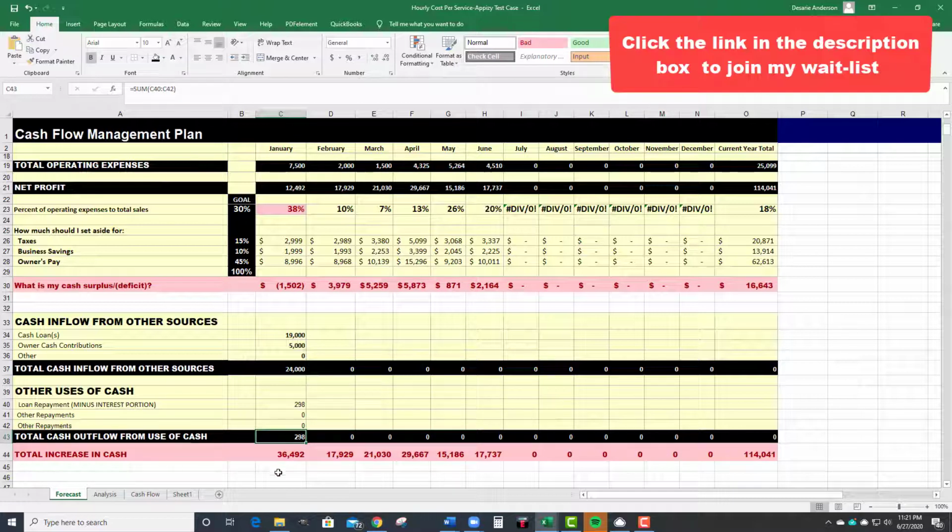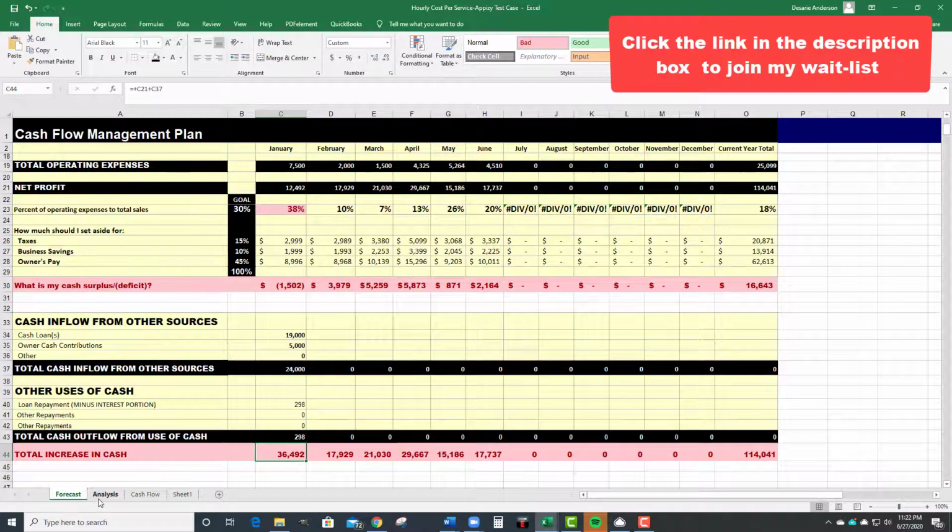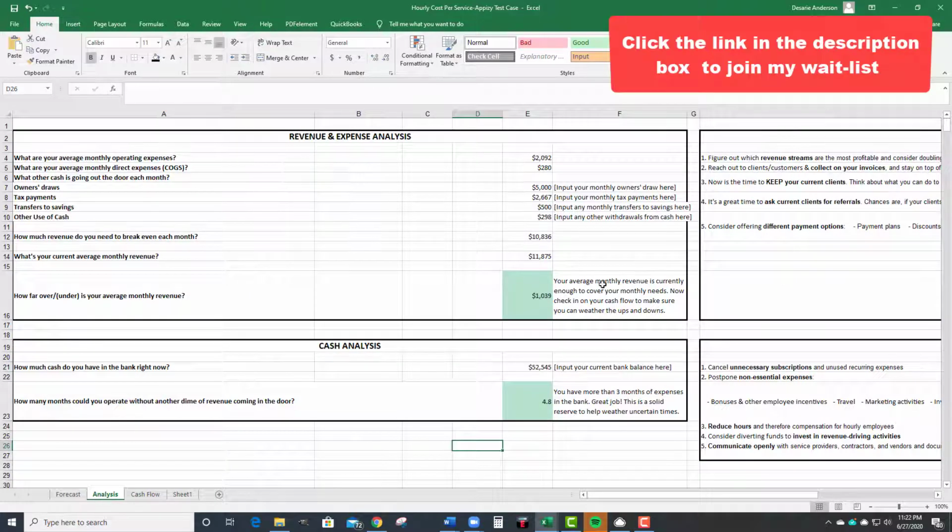So how much cash did your business bring in the month of January? After you have plugged in all of this information, it's telling you that in the month of January, your business brought in $36,492. That's what you brought in. So you have an analysis tab that analyzes all of the data, all of the information, but we're not going to get into that. That's just too much. But it pulls information from the forecast sheet to the analyze sheet and analyzes that data for you so you can make intelligent decisions. And then here is the cash flow.